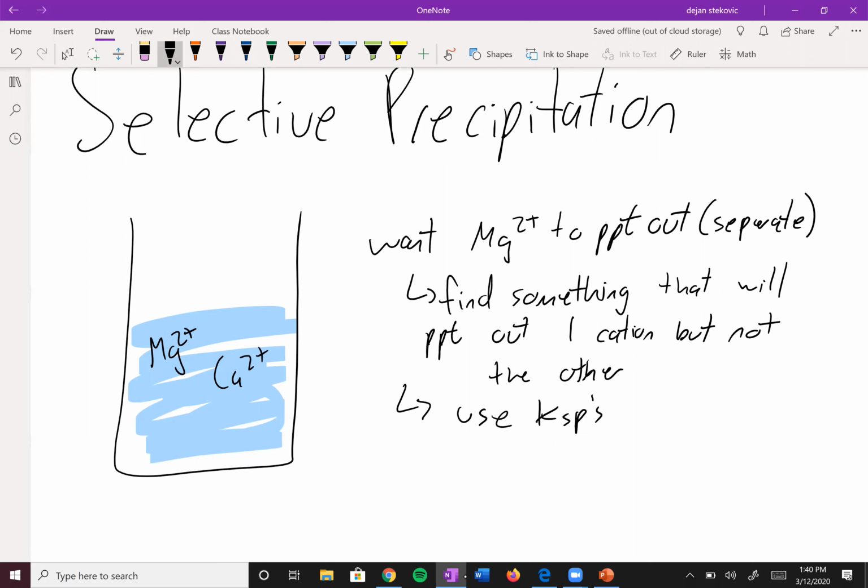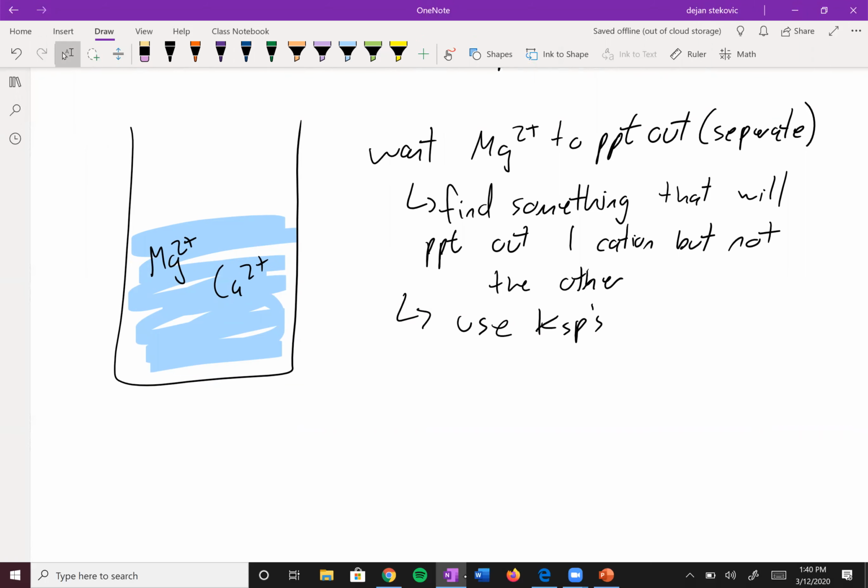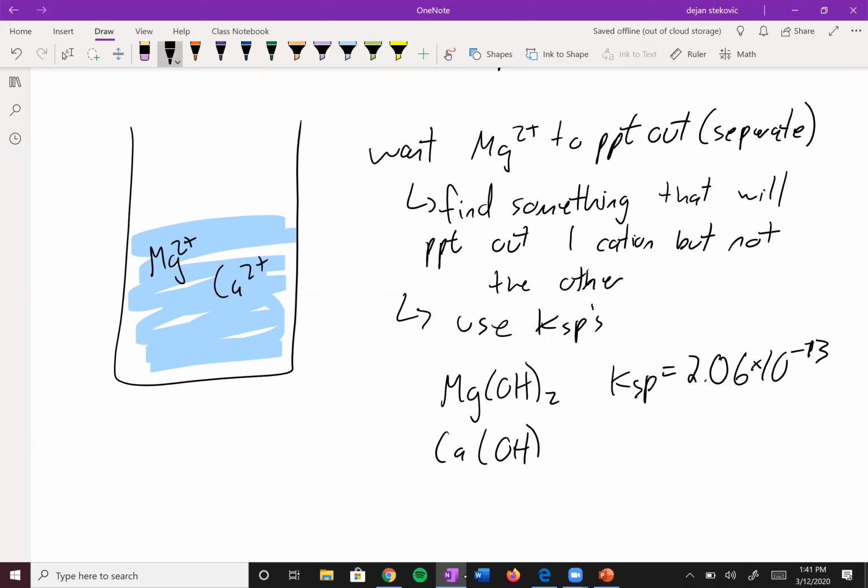You can go up in some kind of manual, look up different values of Ksp for magnesium and calcium compounds, and find one that will precipitate out one but not the other. So for example, our previous example, magnesium hydroxide. This Ksp is 2.0 times 10 to the negative 13. And then calcium hydroxide, Ksp is equal to 4.86 times 10 to the negative 6.